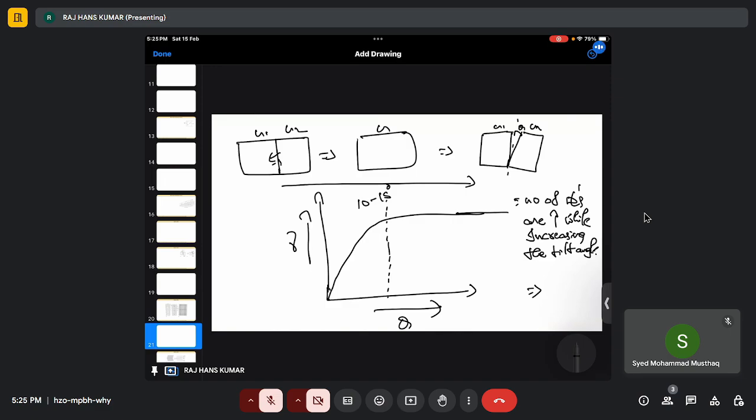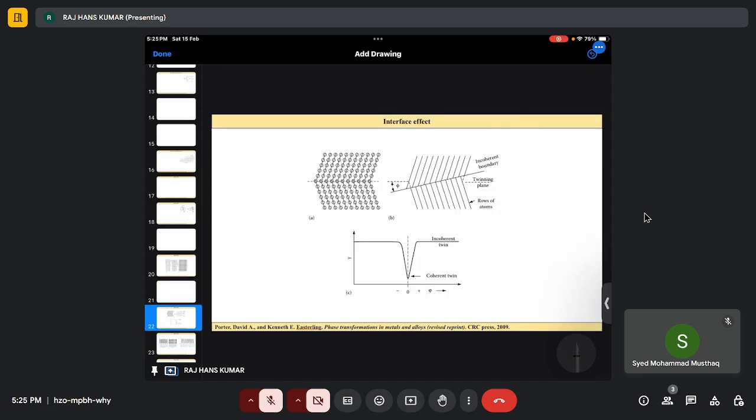So, these are called as random high angle grain boundaries.